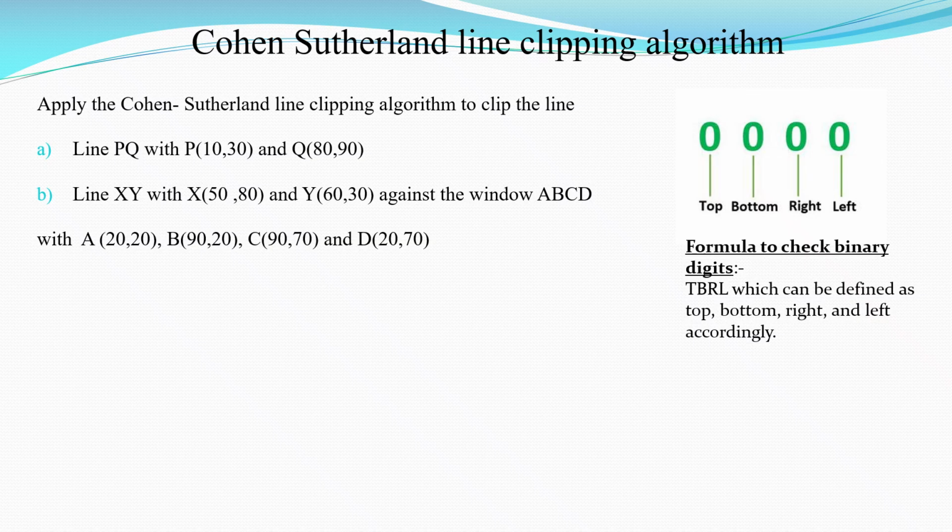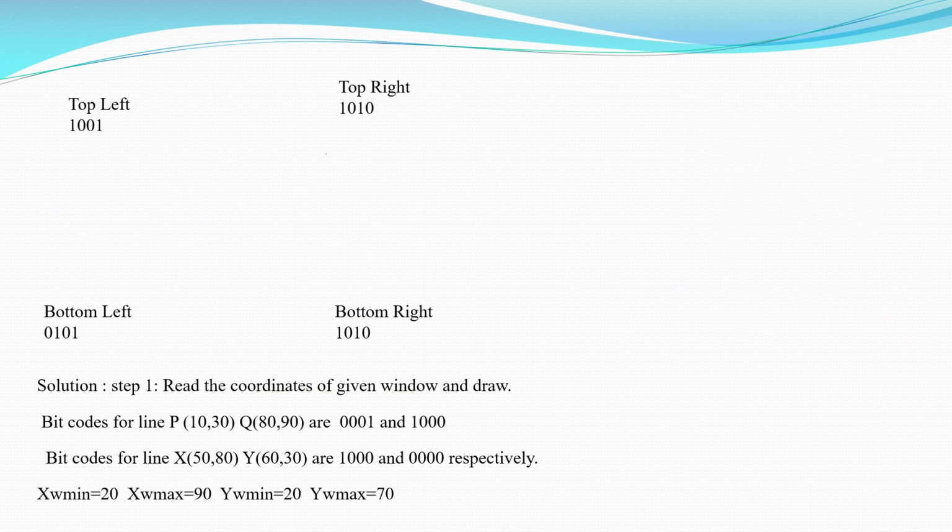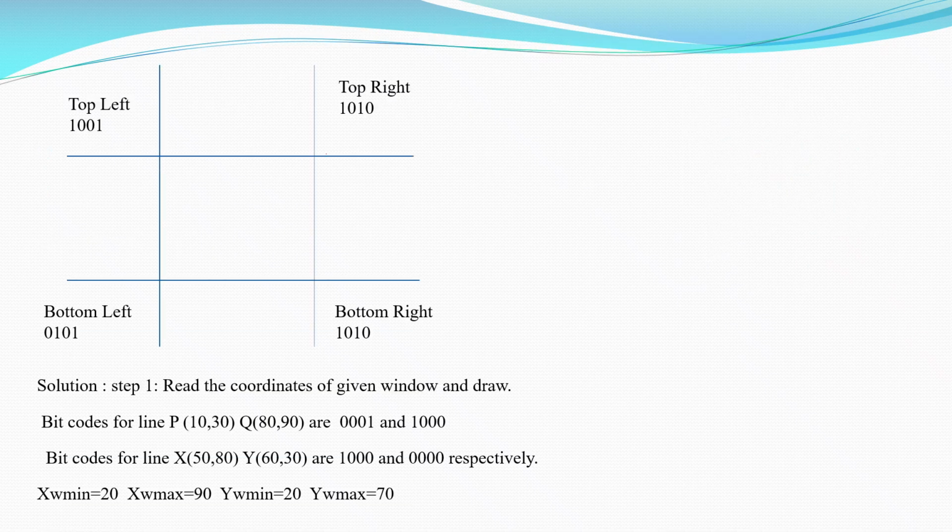As per the Cohen Sutherland line clipping algorithm, the first step is to read the coordinates of the given window and draw the lines that are given. Once we get the bit code, according to the bit code we have to draw a window as well as a line. For Cohen Sutherland we have to make the 9 region codes, right? We know how to get these 4-bit binary numbers.